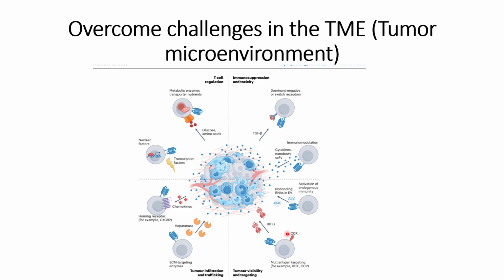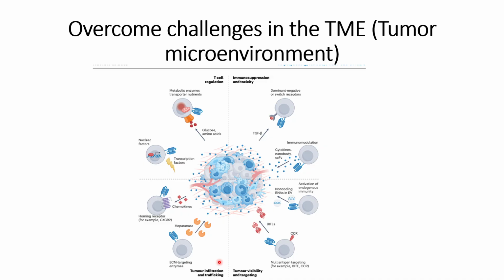The next category is about tumor visibility and targeting. This is one of the ingenious strategies that can be used by upregulating the non-encoding RNA in the extracellular vesicles, and these non-encoding RNAs will help in the visibility against the tumor, and also help in the targeting. And this BiTE is kind of a CAR with two antigens specific, or it will have the information about two different antigens of the tumors.